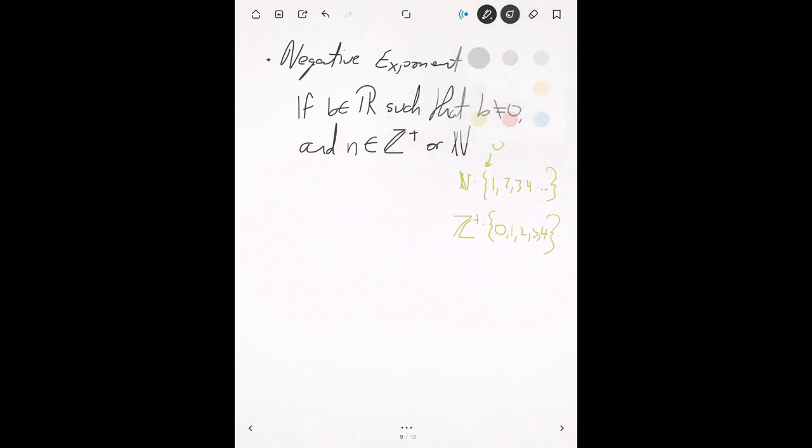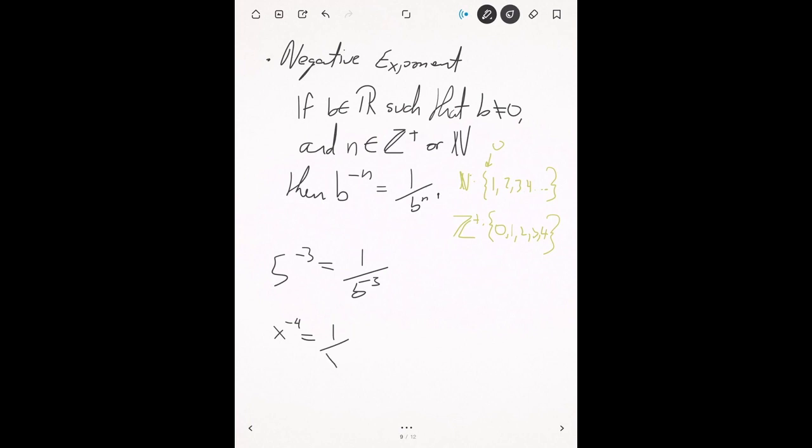So we're saying that if you pick some real number and then you pick some positive whole number, then b to the negative n power is the same as 1 over b to the n. And what this implies is if I took 5 to the negative 3 power, that's 1 over 5 to the third. If I took x to the negative 4, that's 1 over x to the fourth.